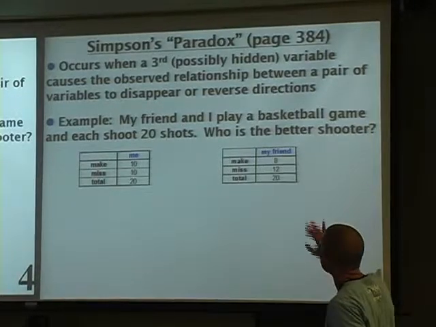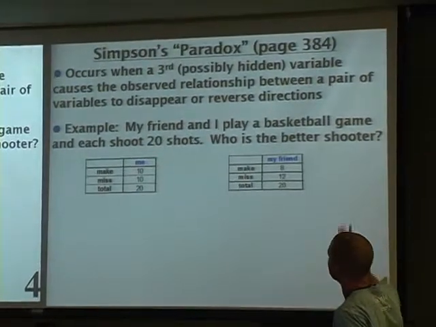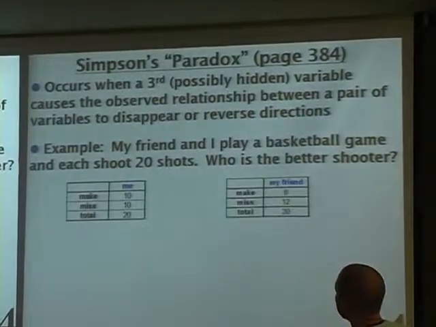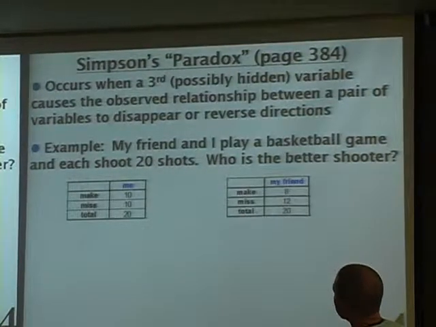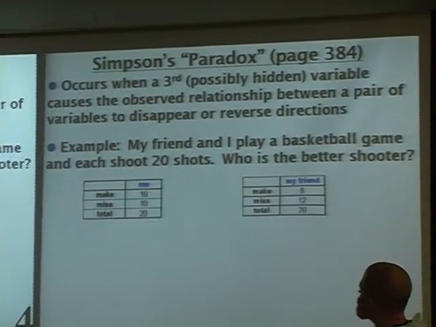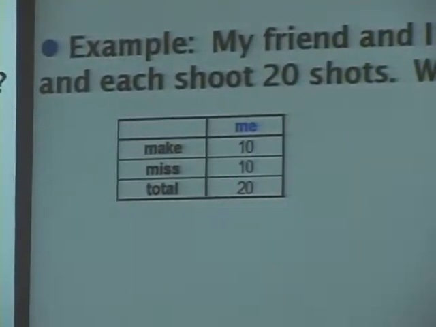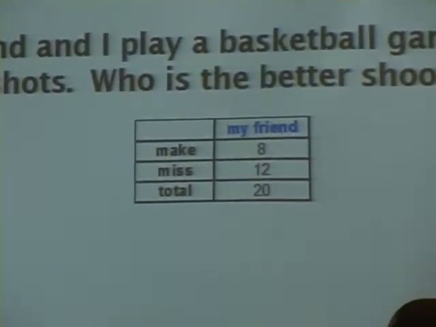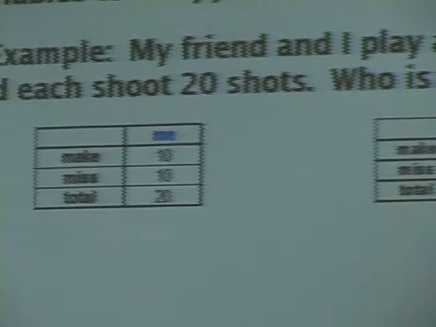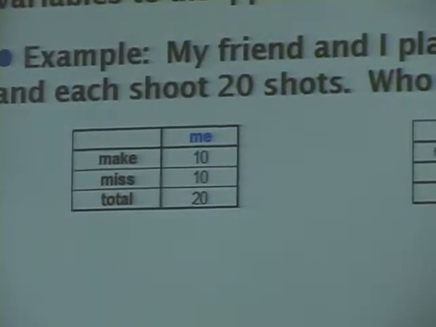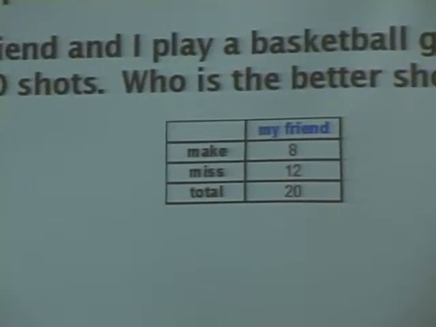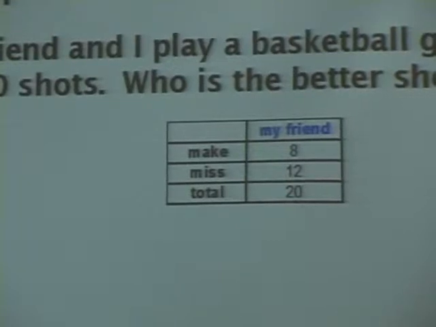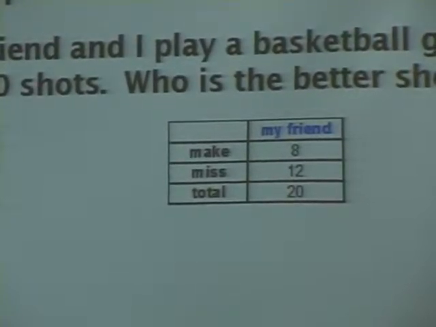It occurs when this third, possibly hidden variable causes the observed relationship between a pair of variables to disappear or reverse directions. For an example here, I'm looking at the relationship between who is taking the shots and how many are made or missed. Those are the two variables I'm looking at: make or miss versus me and my friend. From the aggregate data, I see that I'm making 50% of the shots and my friend is making 40%, which leads me to believe that I am the better shooter, because I've made a higher fraction of my shots than he has.